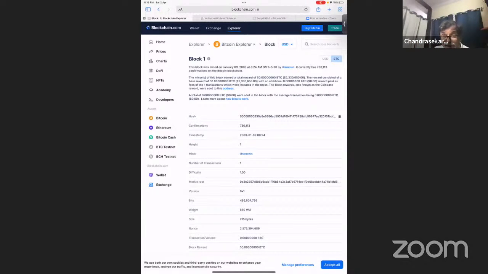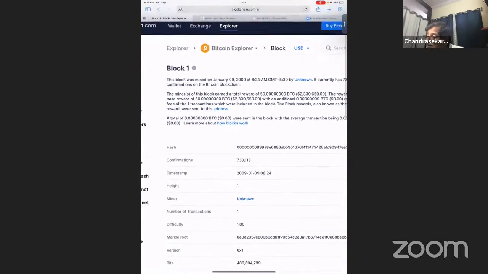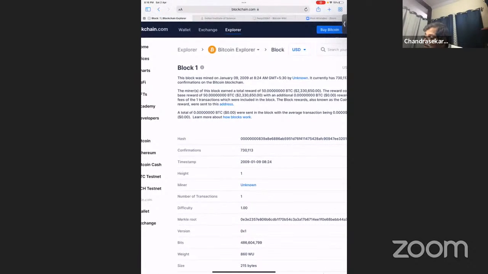This is a user interface, right? Therefore, this gives you a lot of information. This is the content of the Genesis block. Everything you can see: when it was generated, January 9th, 8:24 a.m., by unknown.